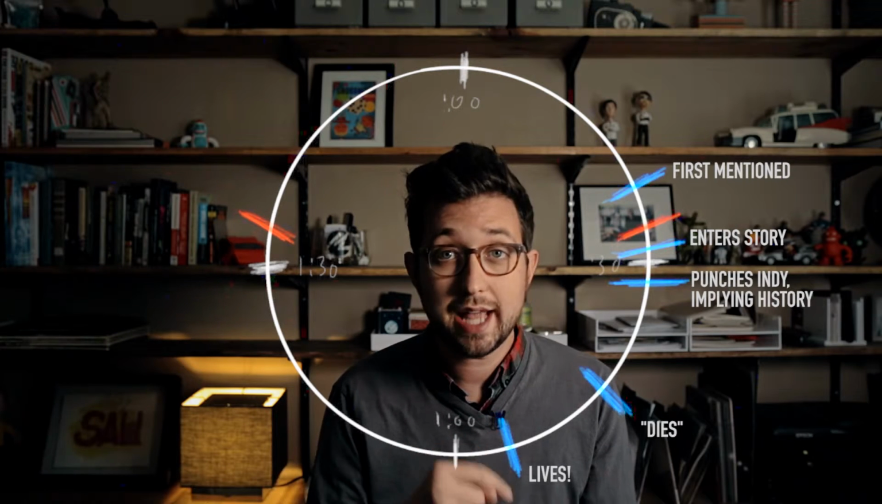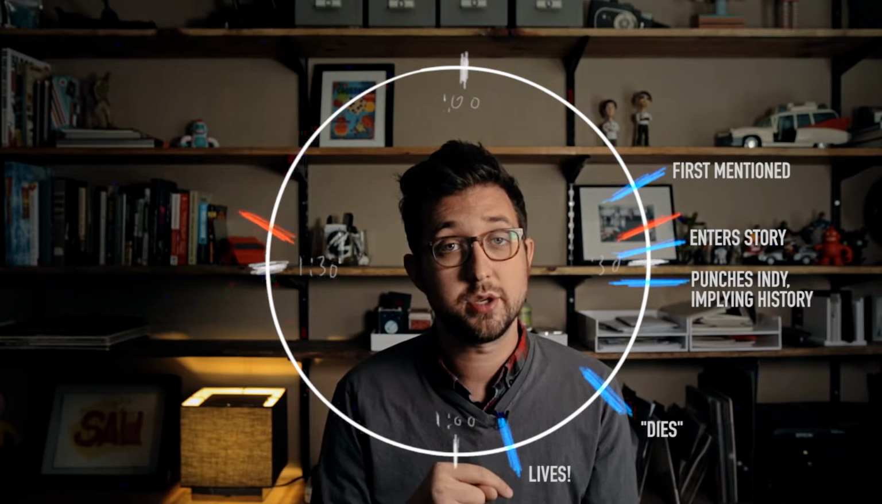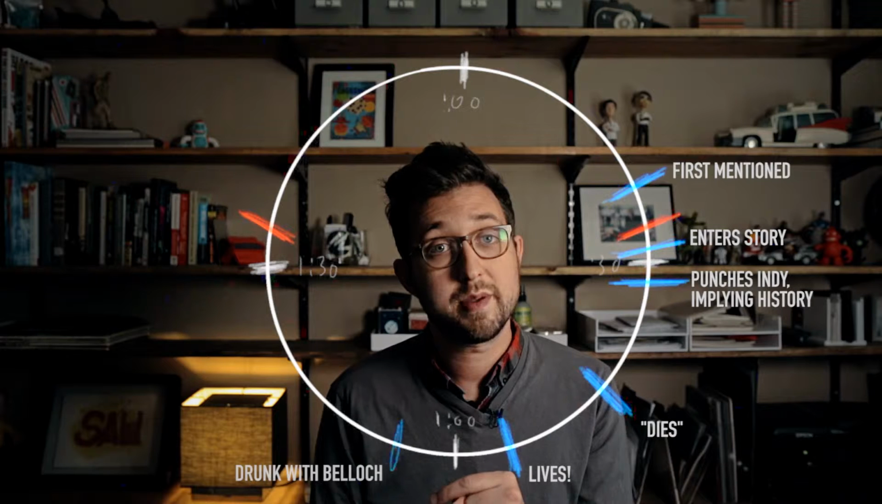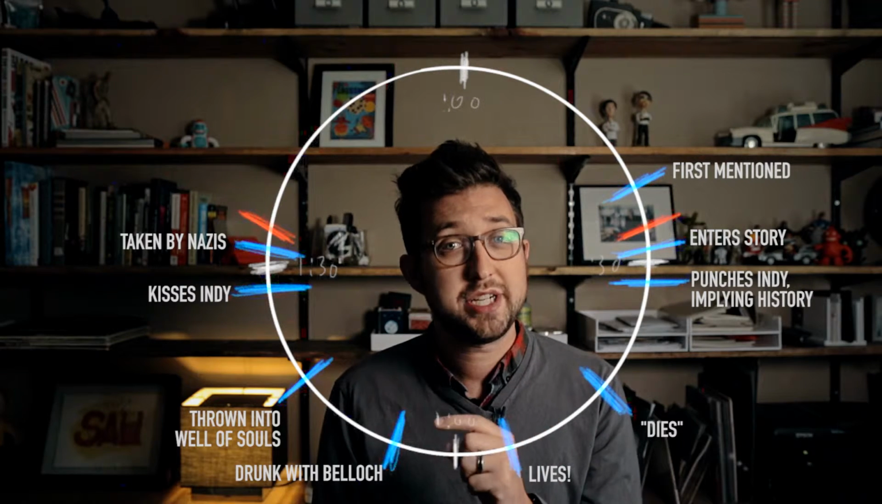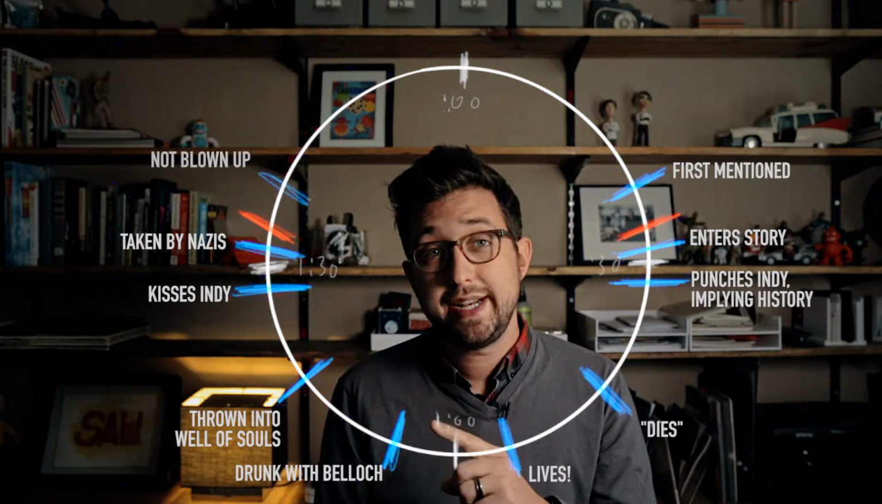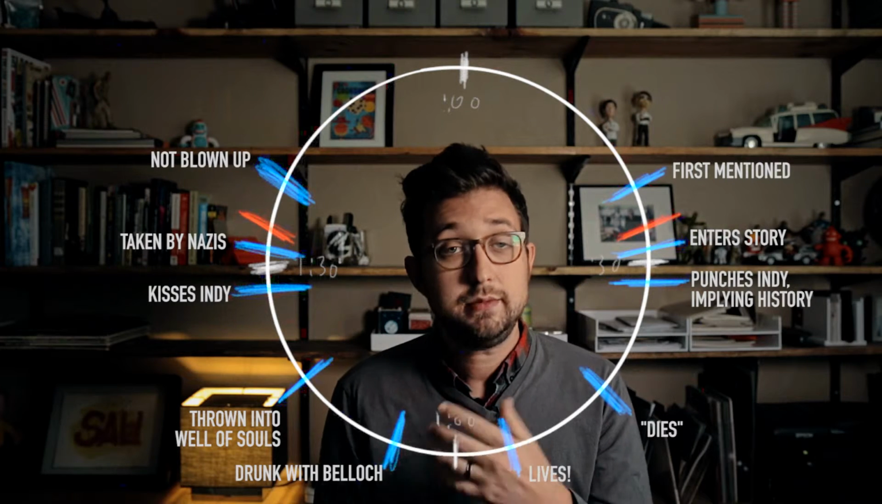Here's where we discover she's alive, but Indy leaves her in Belloc's tent so as not to raise suspicion. Here's where we pick back up with her in Belloc's tent. Here's where she's thrown into the Well of Souls with Indy and they work together to escape. Here's where she kisses Indy for the first time in the film. Here's where the Nazis board the submarine and take her and the Ark, pushing us into Act 3. Here's where Indy decides not to blow up the Ark and her.